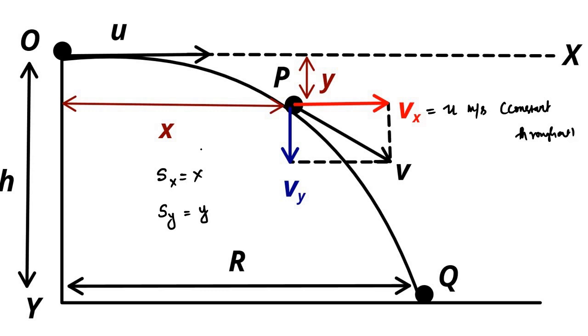But this y component Vy keeps on increasing because of acceleration due to gravity, plus g. I have specifically introduced the plus sign because it is supporting, it is accelerating the vertical motion.